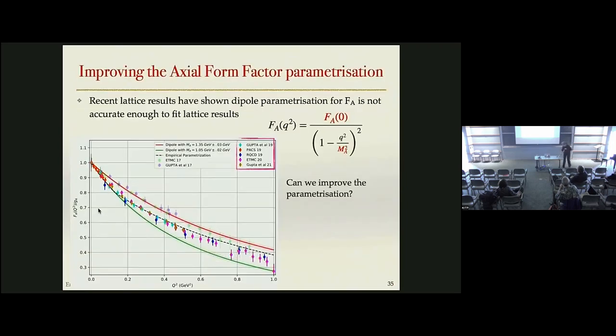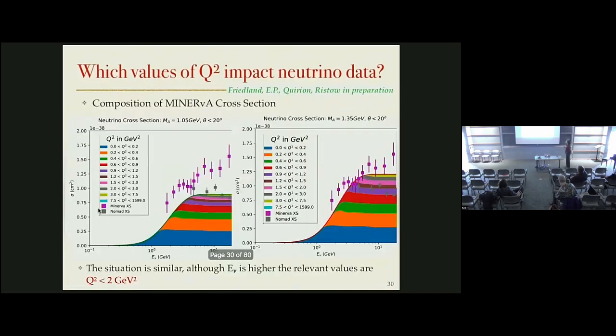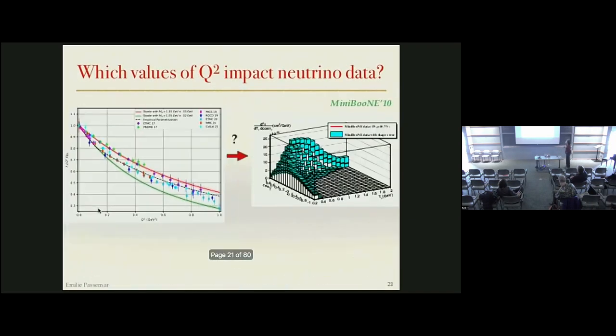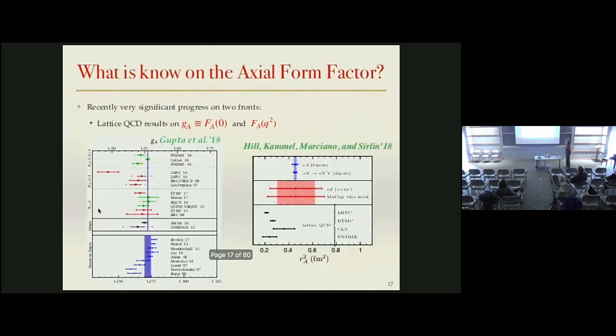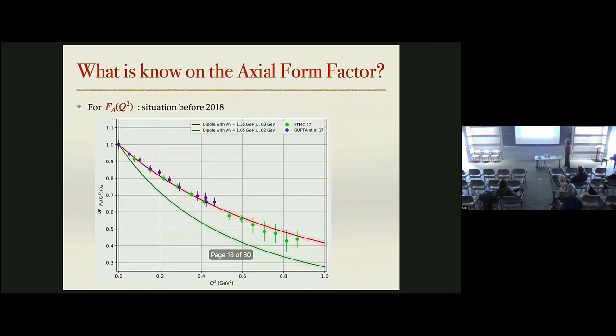So there are a few data points that lie on the red curve, and then the bulk of the points lies on the black dashed curve. Correct. Sorry, I didn't explain myself well enough. These data points that lie on the red curve come from the same lattice collaboration, but before 2018. So you see ETMC and Gupta et al. 2017.